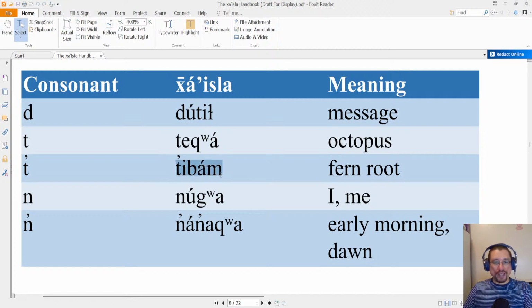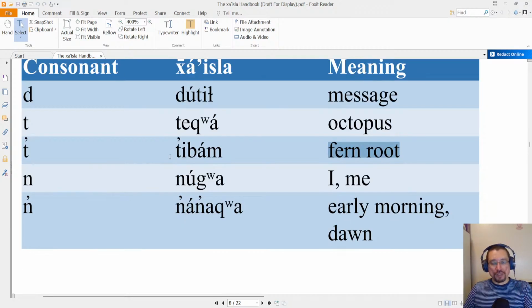The word we have as an example here is t'ebom. T'ebom is a fern root. Also, pay attention to the fact that t'ebom refers to the root. There is a different word for the actual plant, the part that's above ground: t'ebas. T'ebas is a fern plant. T'ebom is a fern root.